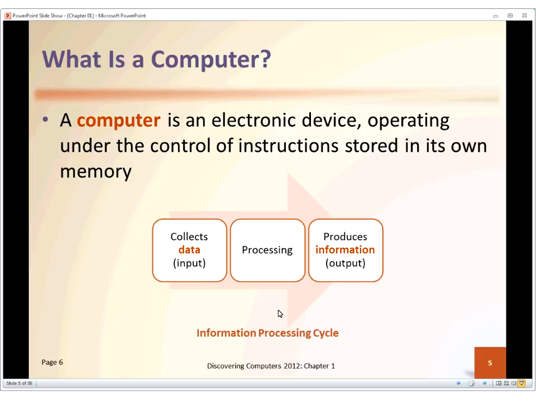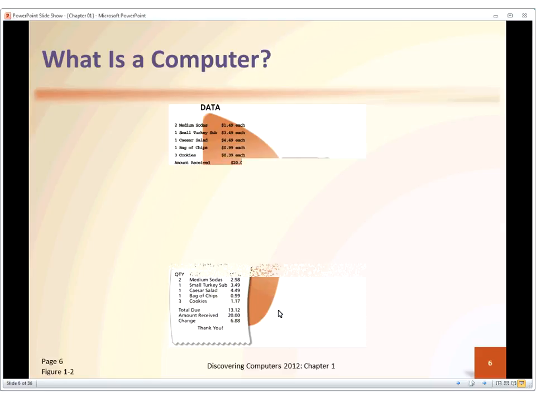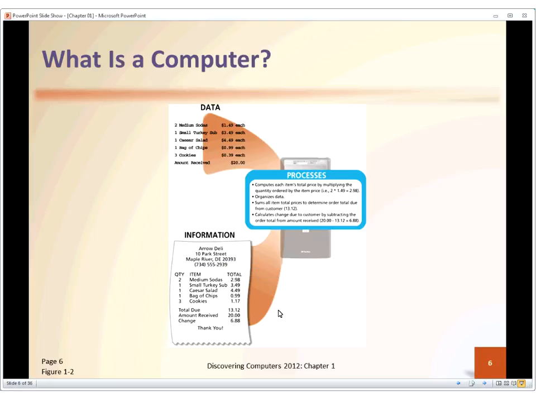You'll probably see that again. There's input, there's processing, and output. And then the computer devices are built to handle that information processing cycle. There's a pretty good graphic in the book, in the 2012 edition anyway, that shows the data being entered in. It could be a list of items and charges, and then the process that the computer can do: the total price, the sales tax, organize the data, and produce a meaningful report or information. So here's a nice receipt that gets developed through the processing that takes place.